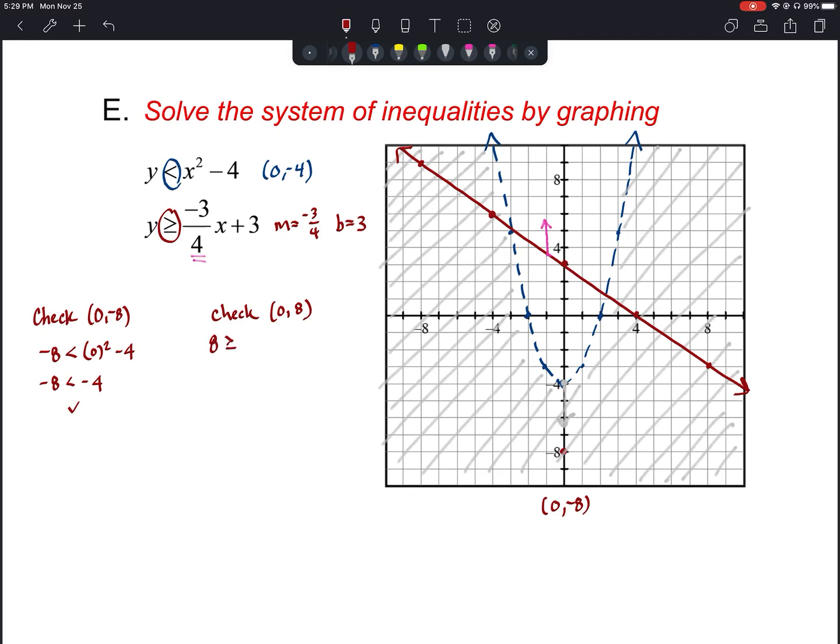So 8 is greater than or equal to -3/4 times 0, right? 0 will make this easier for us because it's going to cancel out that fraction, plus 3. And you see here we get 8 is greater than or equal to 3, which is a true statement. So that means if we were to shade for this one here, we'd be shading everything above the line.